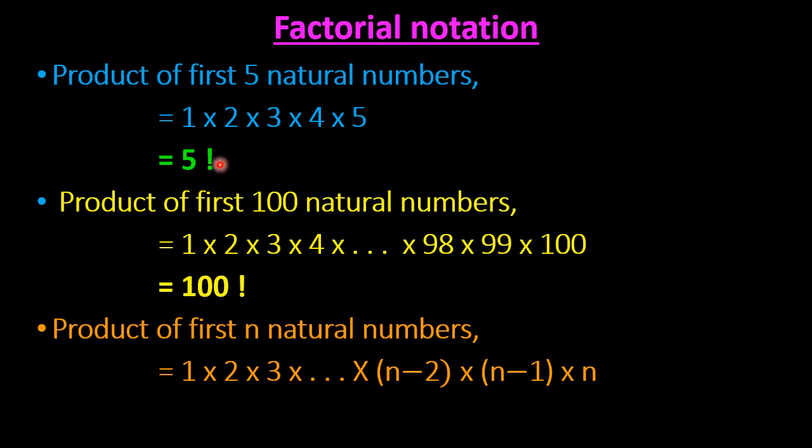So this is 5 factorial, we are multiplying only the first 5 natural numbers. And here 100 factorial, which means we are multiplying the first 100 natural numbers. And for the general case, where we are multiplying the first n natural numbers, we represent this whole by n factorial. So here 5 factorial, 100 factorial, and in the general case we write n factorial.